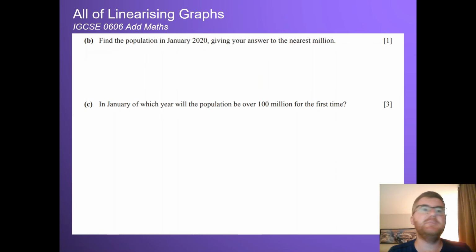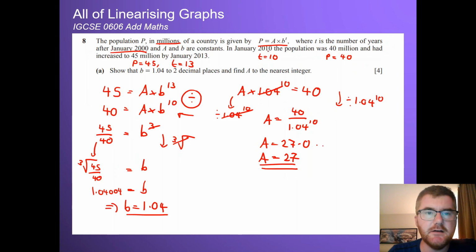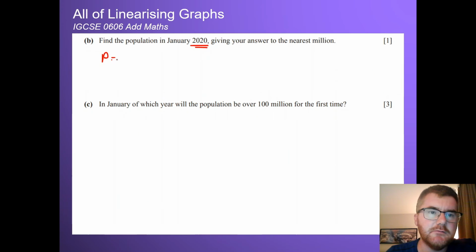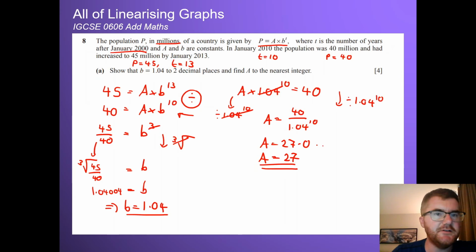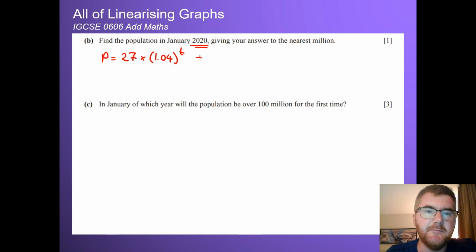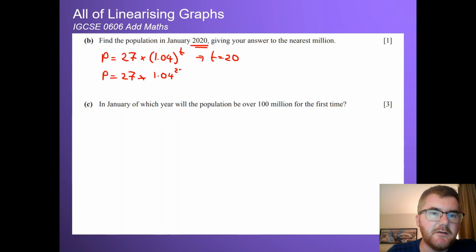Once we have this, then we're just going to be using that equation. So find the population in January 2020, giving your answer to the nearest million. Okay, so we've got our formula. Let's just write it down now. So P is equal to 27 times, was it 1.04 to the power of T. This is 2020 after 2000, so when T is 20, we put it in: 27 times 1.04 to the power of 20.